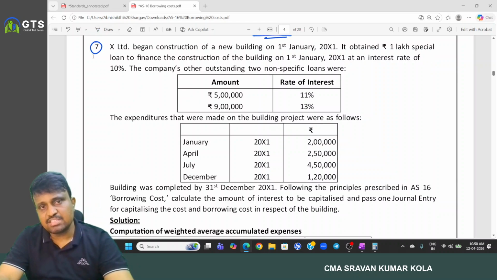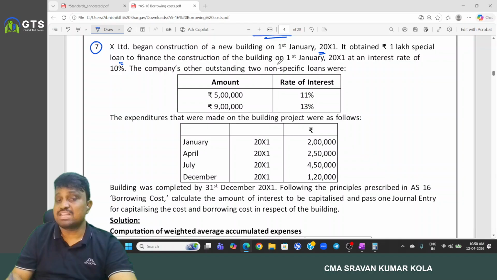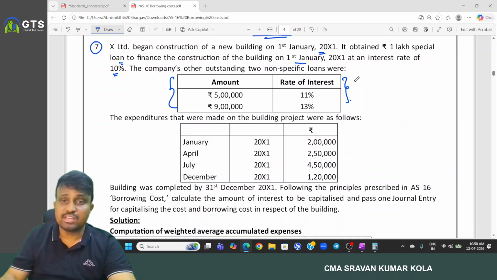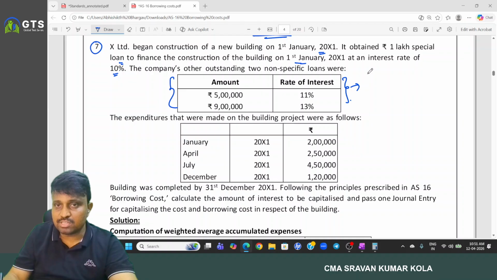Excel Limited began the construction of a new building on 1st January 2000. It obtained a 1 lakh special loan to finance the construction of the building on 1st January, and the interest rate is 10%. This is specific borrowing. The other outstanding loans are the general borrowings we have. In case of general borrowings, we have to calculate the weighted average rate. How to calculate? 5 lakh and 9 lakh are the borrowing amounts, and the interest rates are 11% and 13%.